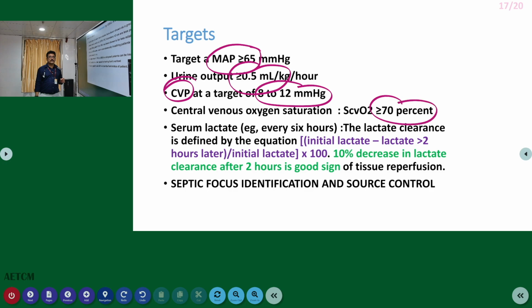Then lactate clearance, one of the important measurements in the emergency room, especially in sepsis with hypoperfusion. We have already seen why lactate is elevated in sepsis. Internal organ hypoperfusion leads to anaerobic metabolism that produces lactate, that produces lactic acidosis. If you are resuscitating properly with your fluids and noradrenaline, slowly the lactate will come down. That lactate coming down is called lactate clearance. A 10% decrease in lactate after 2 hours is a very good sign of improvement.